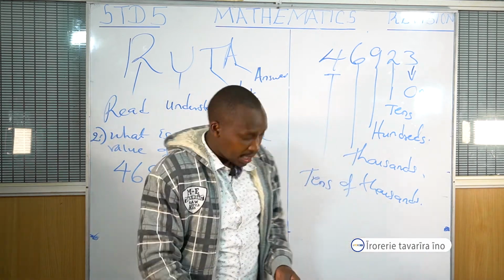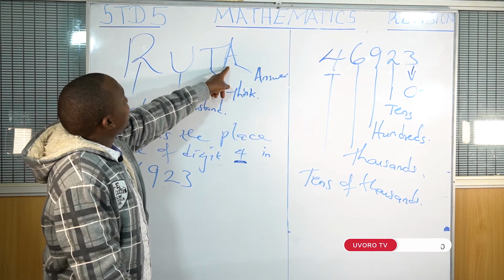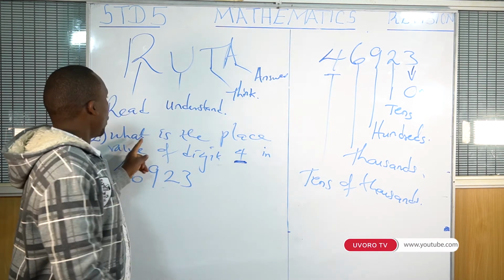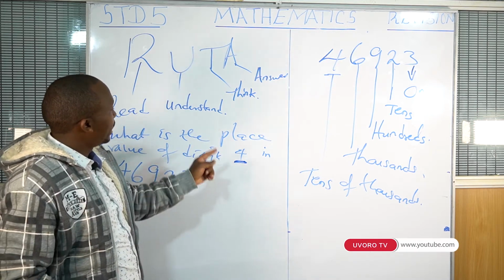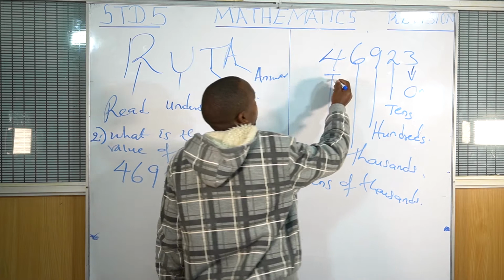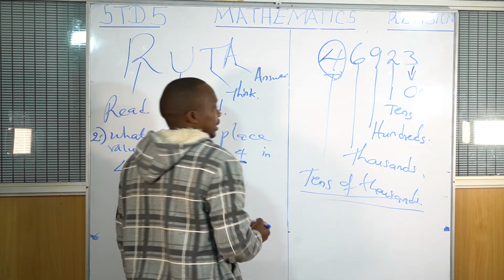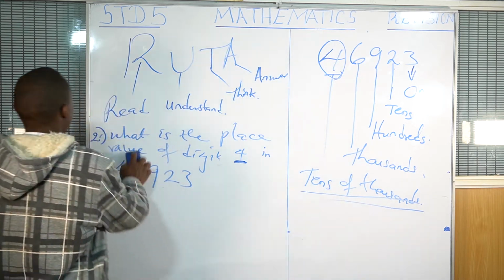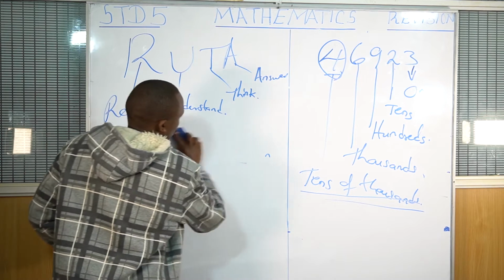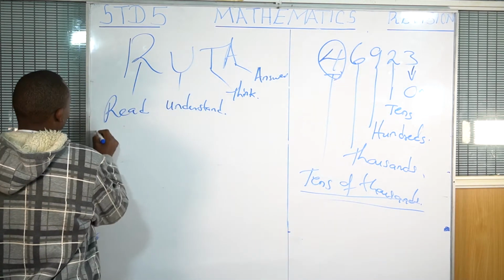Thousands. So now, somebody to tell me, before going to the answer, that is A, answering: what are you being asked? What is the place value of digit 4? Circle the 4. Now, it is in which place value? Tens of thousands. We go to question number 3. Question number 3, class 5s.